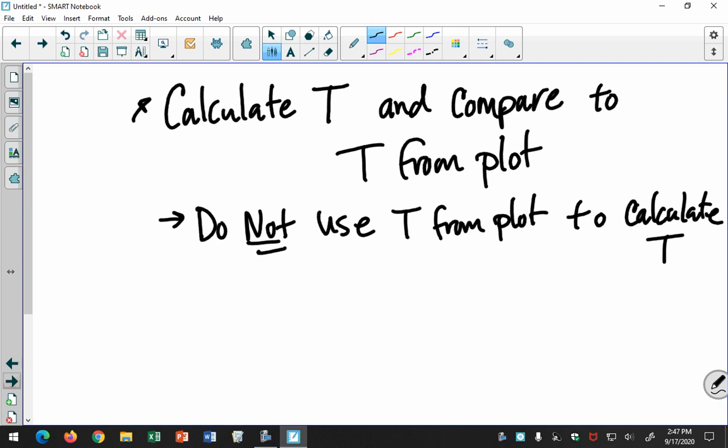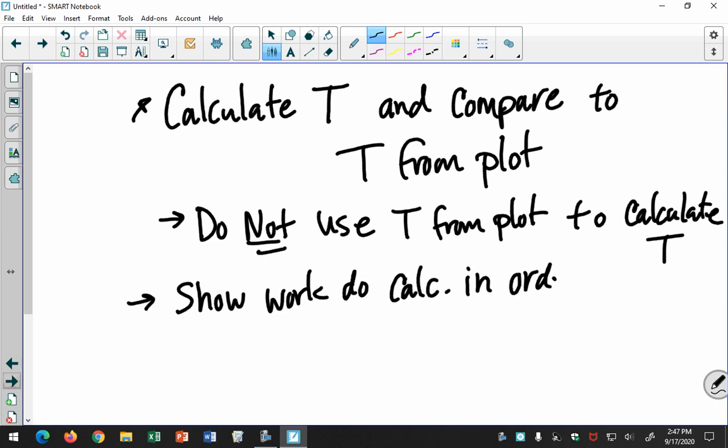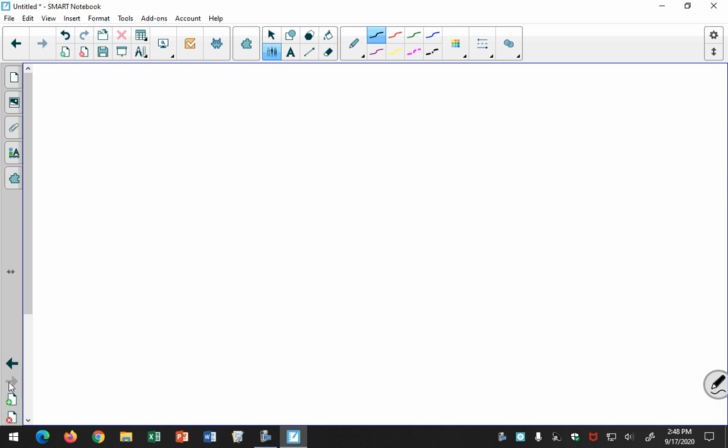So when you get to the calculations, do the calculations in order. Show your work. Do calculations in order on the data sheet. I'm going to briefly go over some of what you're going to need to know. I've already given you the basics, you just don't know it yet. So when you get to those calculations and that analysis, this is what you need to know.